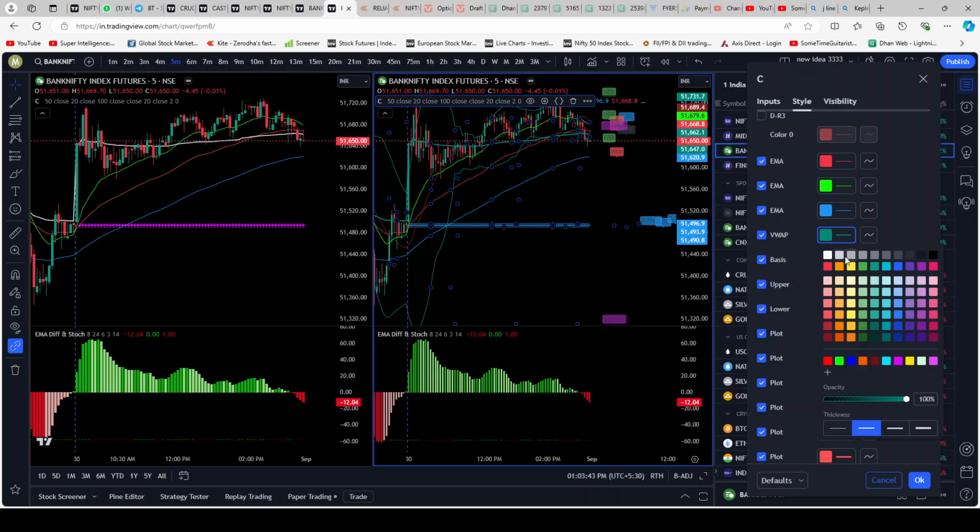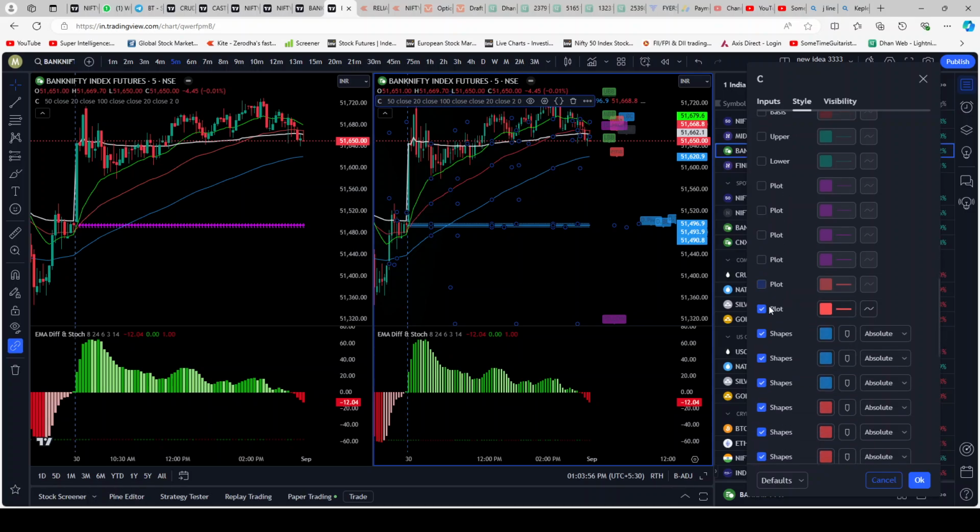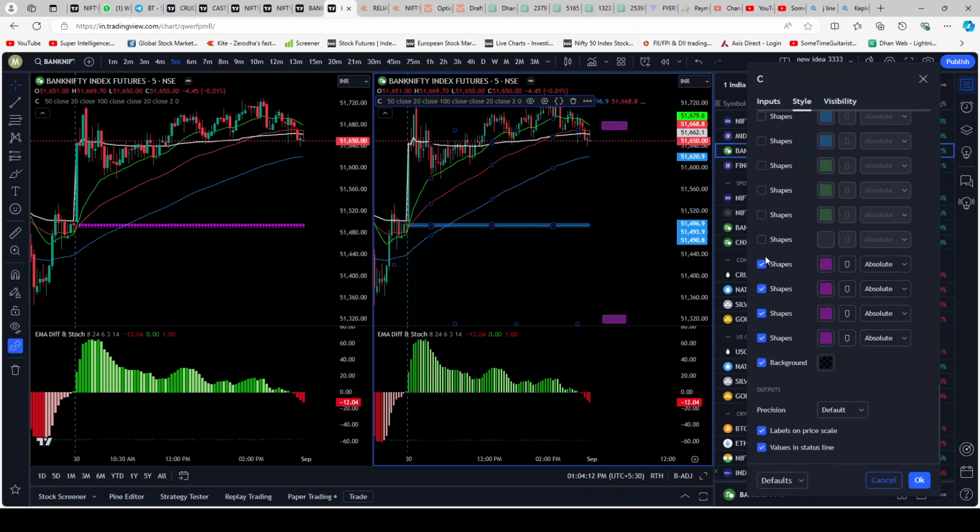We want the VWAP. VWAP, as you guys know, we generally use in white. So let VWAP be white. We don't want this basis. We don't want upper. We don't want lower. We don't want this plot, shapes. We don't want all of this. We will get rid of all of this. And voila, you look at it and this is how it appears.